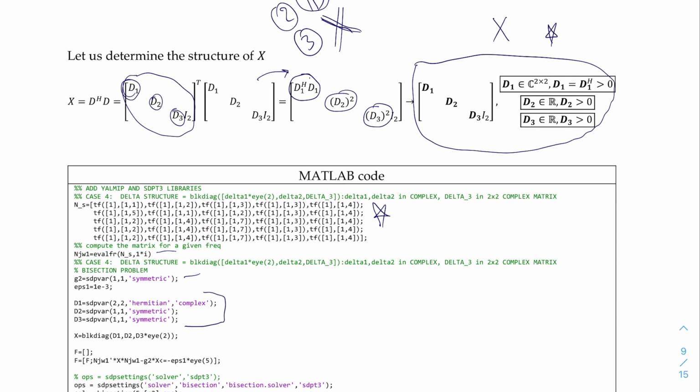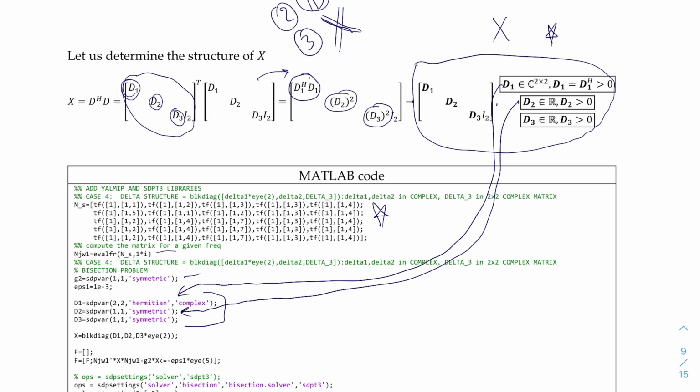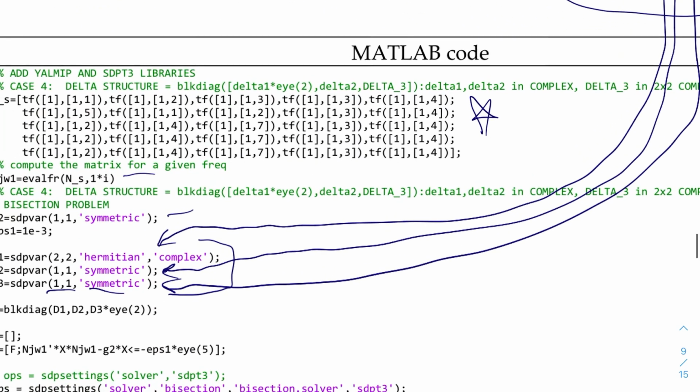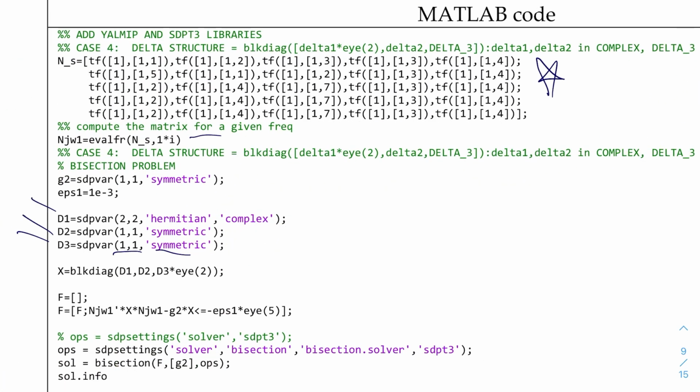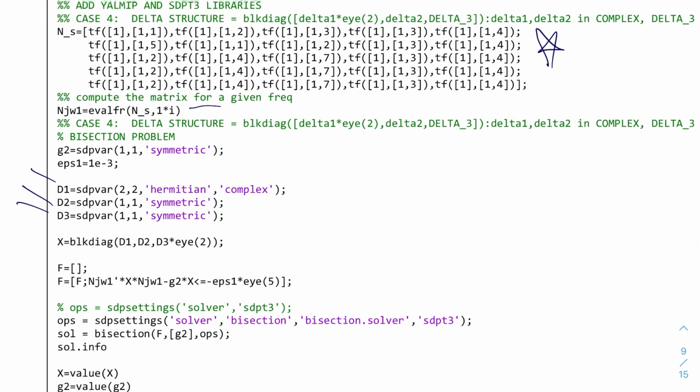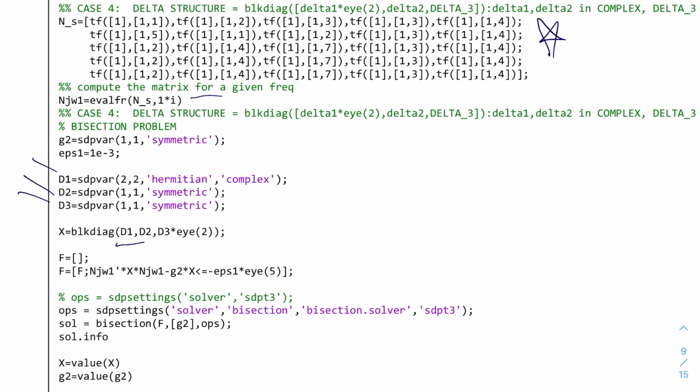I mean, we don't need to remember, it's like over there. And then D2 is this line corresponds to that line, and D3 here, right? 1 by 1 means scalar, and symmetric is real, but we also need to impose D1, D2, and D3 being positive. Okay, so let me delete those.